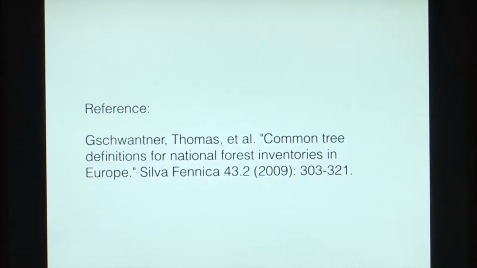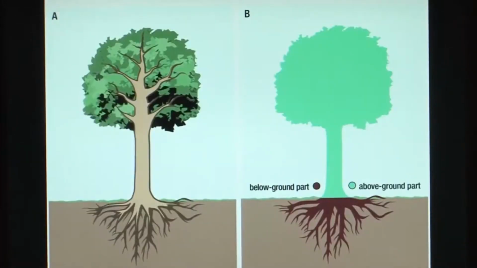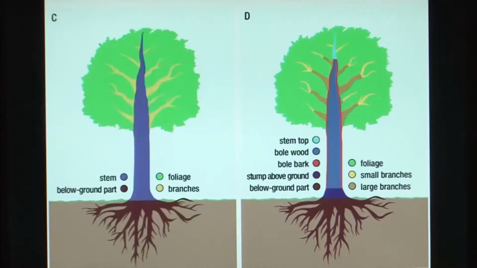When we talk about a tree, how can we divide it into various parts? Well, a tree has some part of it above the ground and some part of it below the ground. The part above the ground is called the shoot system, whereas the part below the ground is called the root system. Now, these portions are further divided into stem, foliage, branches and the below ground part, as we can see in figure C, and in figure D we have further divided it into the stem top, bole wood, bole bark, stump above ground, below ground part, foliage, small branches, large branches and so on.